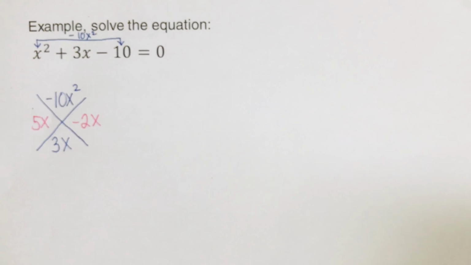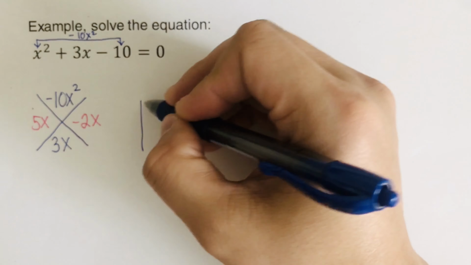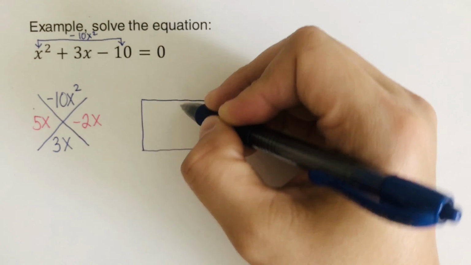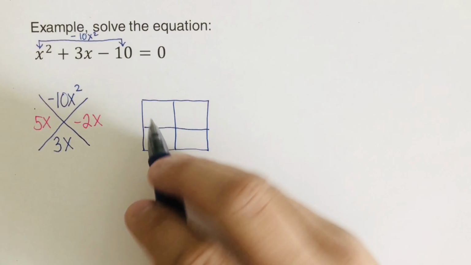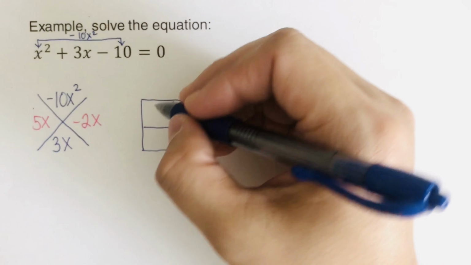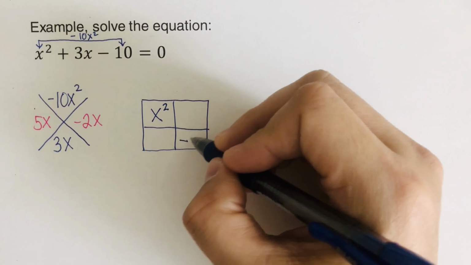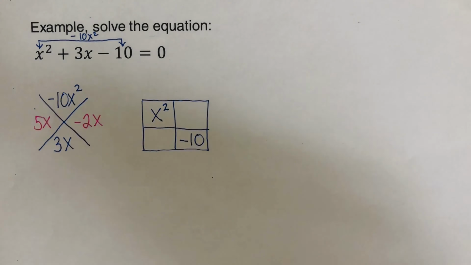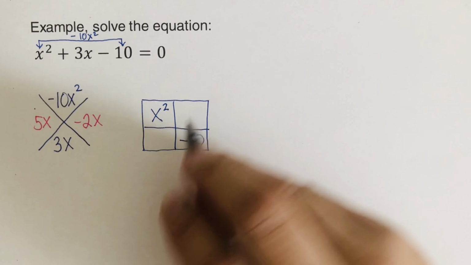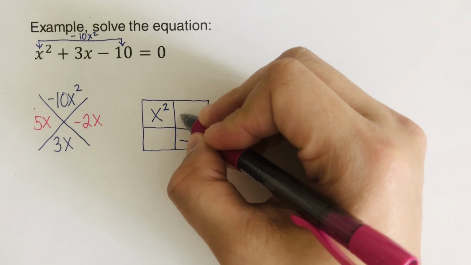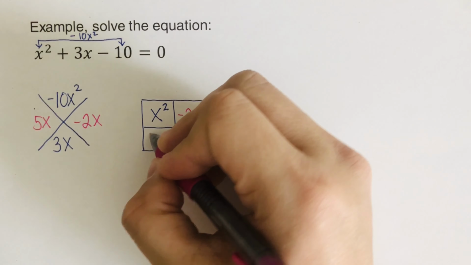At this time, we can draw the box already. So I'm going to draw the box over here. So the one that we put into the box, the first will go here. So that's x squared. And then the last one will go down here. And then the red ones will go to any of these. It doesn't matter. So I can go ahead and write negative 2x here and then 5x.